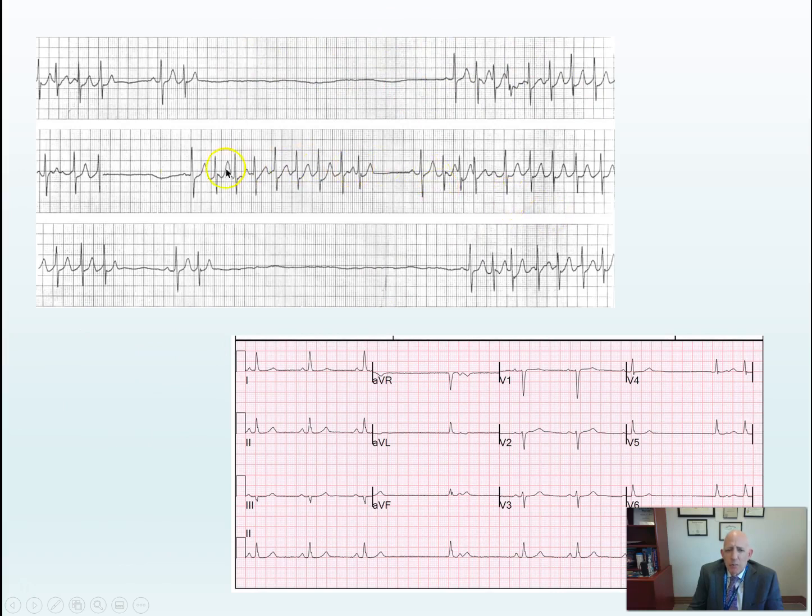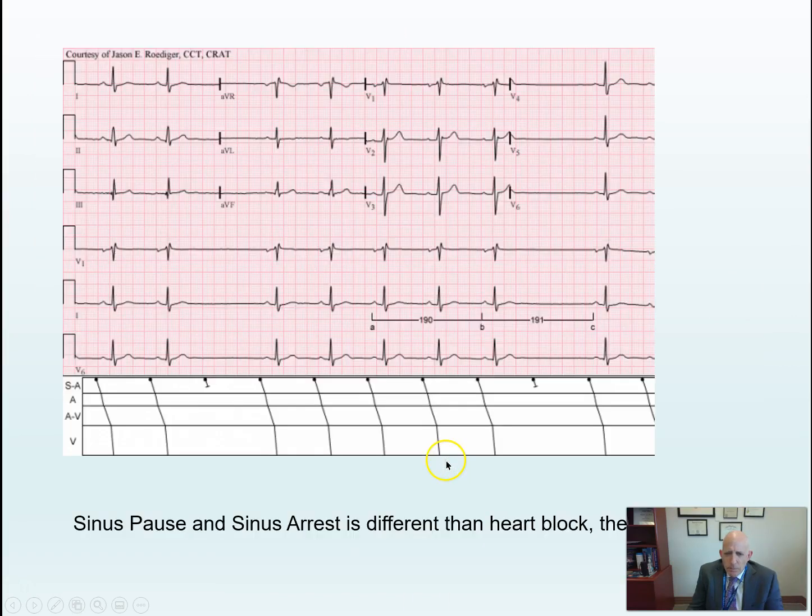Similar here, we have some periods of bradycardia with pause, some faster rates, another pause, and faster rates. So these are all signs of sick sinus syndrome: tachy-brady with some sinus pauses or arrests. Now, it's important to recognize that sinus pause and sinus arrest are different than heart block, and we'll talk about that in the future.